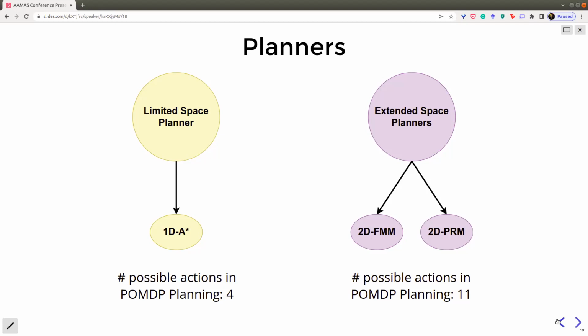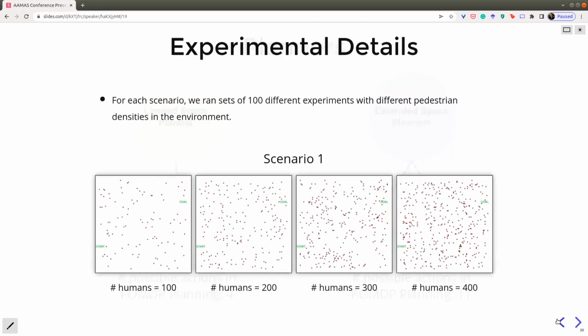Since we don't yet have effective online POMDP solvers for large or continuous action space problems, we discretize the action set to have a maximum of 11 actions and their condition on the state of the vehicle. For each scenario, we generated environments with different pedestrian densities. The number of pedestrians varied from 100 to 400 in the simulation environment. We ran 100 different experiments for each setting and compared the performance of the 3 different planners.